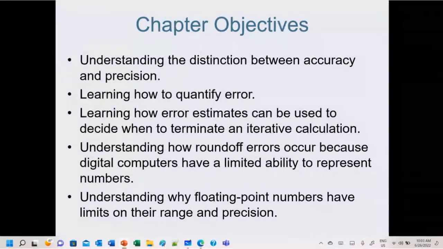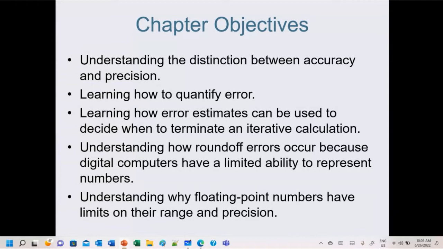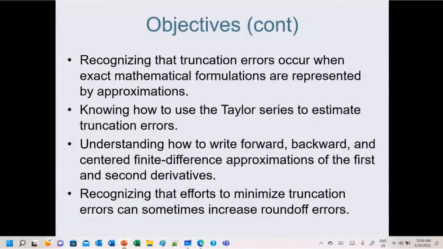The objectives of the chapter are to understand the distinction between accuracy and precision, learn how to quantify error, learn how error estimates can be used when we have an iterative calculation, see what we mean by round off errors and how computers end up with round off errors, and how computers define numbers, what we mean by truncation errors, and how Taylor series can be used to estimate the errors, and then see some differences in values that we get using approximations like the finite difference approximation for derivatives.